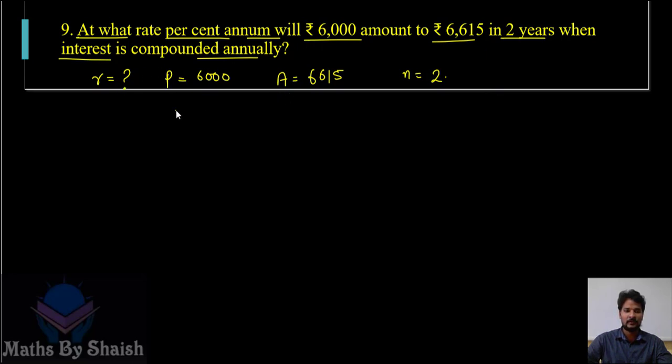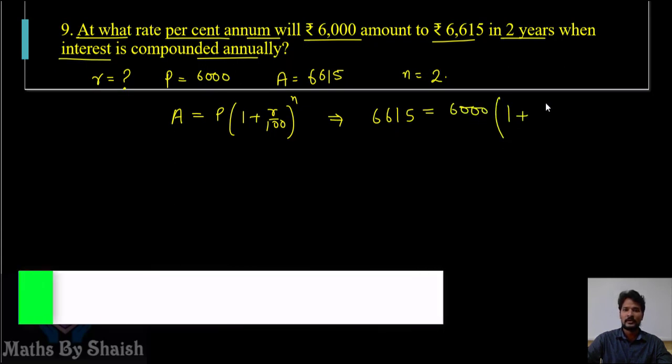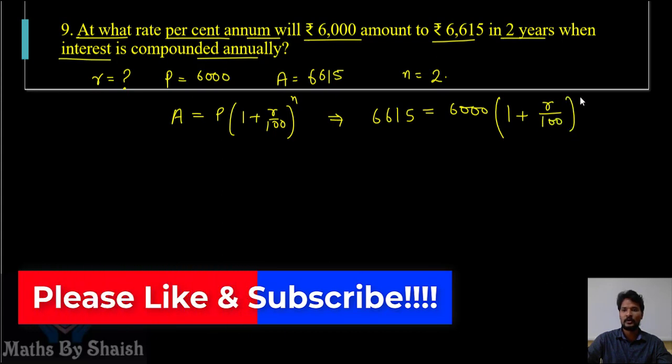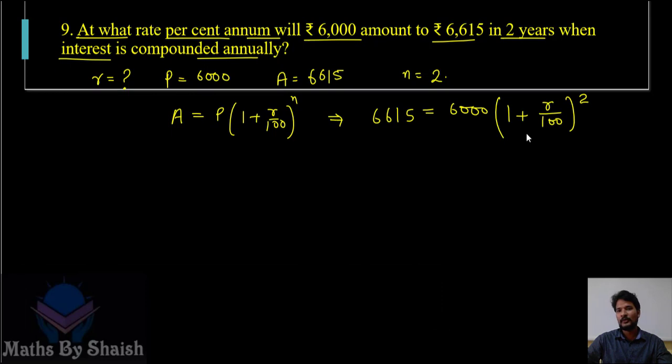We have the formula for the total amount in the compound interest case, that is A equals P times 1 plus R over 100 to the power n. If we substitute the values we get 6,615 equals 6,000 times 1 plus R over 100 to the power 2. In these types of questions we make one side alone as 1 plus R over 100 whole to the power 2, and try to make the other side a square so that we can remove the square. So we can rewrite this as 6,615 over 6,000 equals 1 plus R over 100 to the power 2.